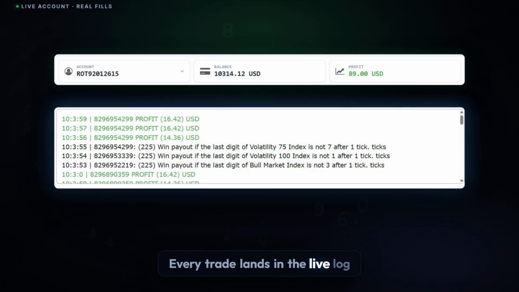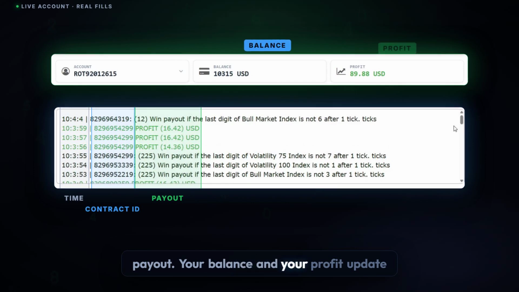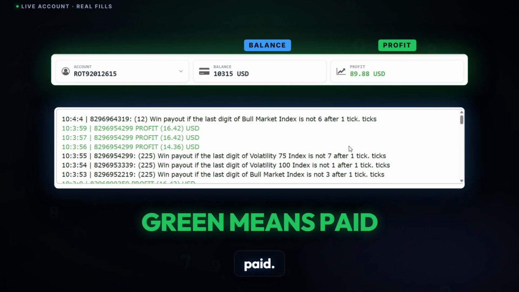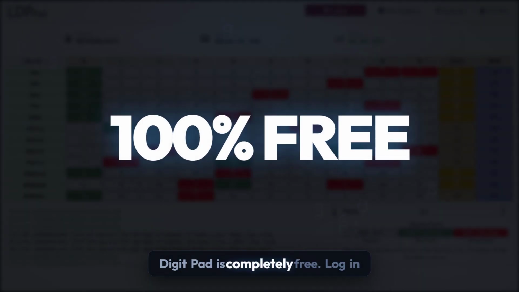Every trade lands in the live log with the contract ID and the payout. Your balance and your profit update the second the tick settles. Green means paid.